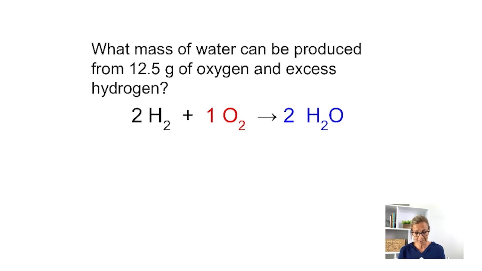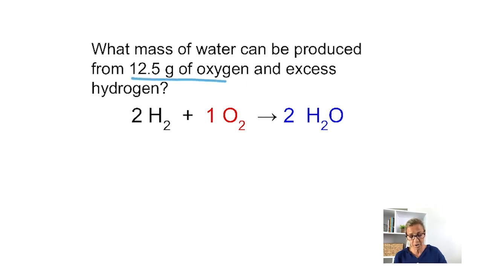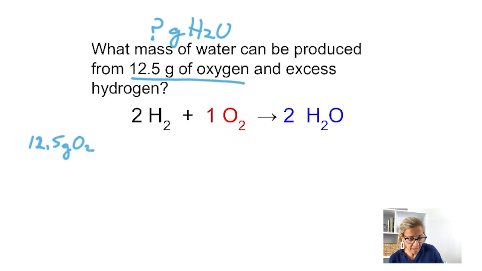Let's do another example. This time we're going to start with mass. We're starting with 12.5 grams of oxygen, and we want to know the grams of water. So how much water can you produce from 12.5 grams of oxygen and excess hydrogen? That just means you have plenty of hydrogen. Let's start with the given. I've got 12.5 grams of oxygen. Now, can I use my mole ratio because I'm trying to get to water? I can't. I've got to get to moles first so I can use the mole ratio.